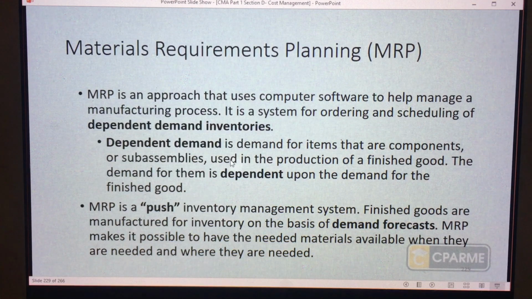So, dependent demand is a concept. Demand for items that are components or sub-assemblies that are used in production of finished goods. So this demand is dependent upon the demand of your finished goods. In contrast to your just-in-time, ito naman, yung just-in-time mo is a pull, and the MRP or the materials requirement planning will be a push inventory system, where your finished goods are manufactured for inventory. So may inventaryo ka talaga, hindi mo siya ginagawa habang or as your demand comes in.